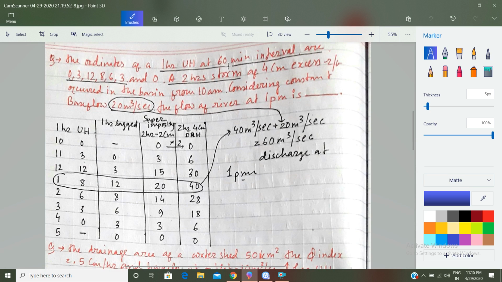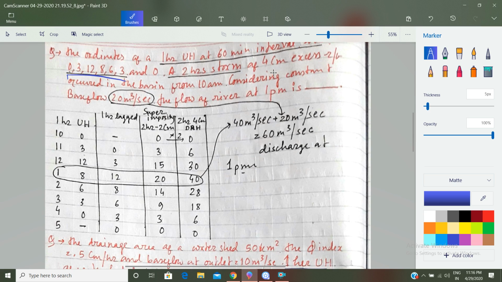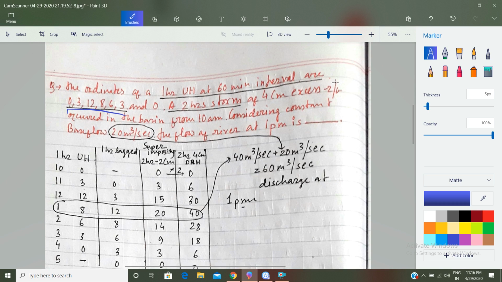The ordinates of a 1 hour unit hydrograph at 60-minute intervals are given, meaning at 1 hour intervals. A 2-hour storm of 4 centimeter excess rainfall occurred in the basin from 10 am. Considering a constant base flow of 20 meter cube per second, the flow of the river at 1 pm will be? See, the 1 hour unit hydrograph is given here.